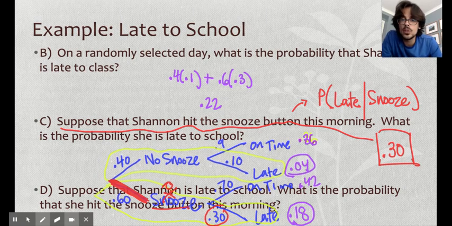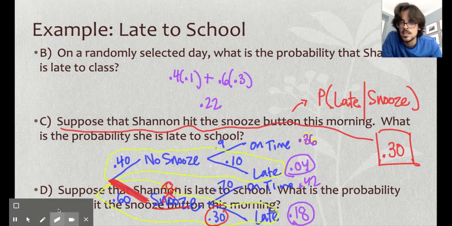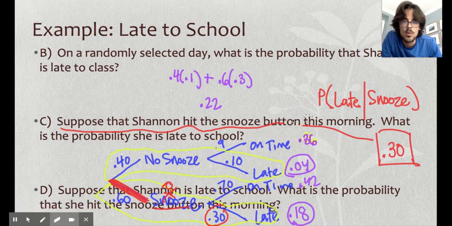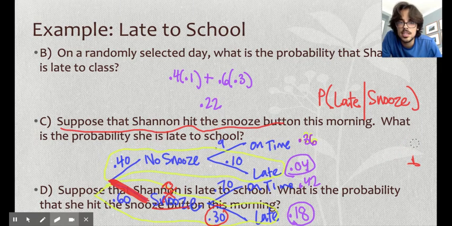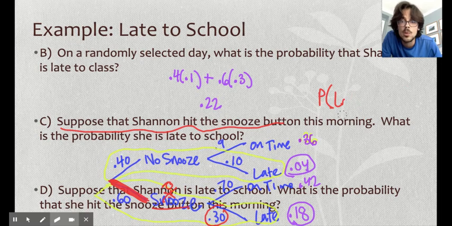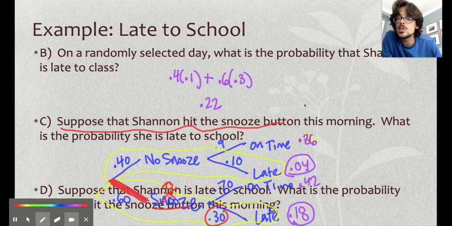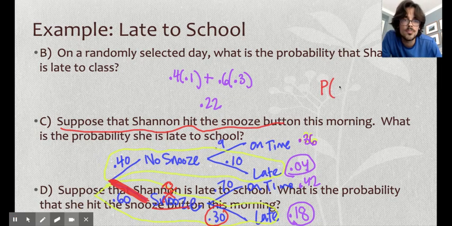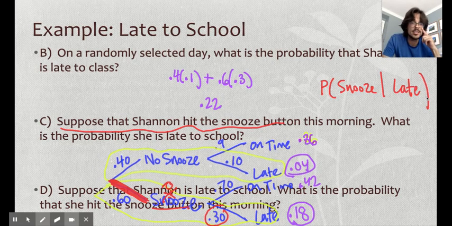But let's talk about the last one here. My picture is getting all kinds of messed up right now. It's hard to see, so I'm going to erase what's in red right here, at least, to give myself some room to work. But for part D, it says that we are supposing that Shannon is late to school, and we want to know the probability she hits snooze. This probability, the probability of snooze given late, is not as easy to find.